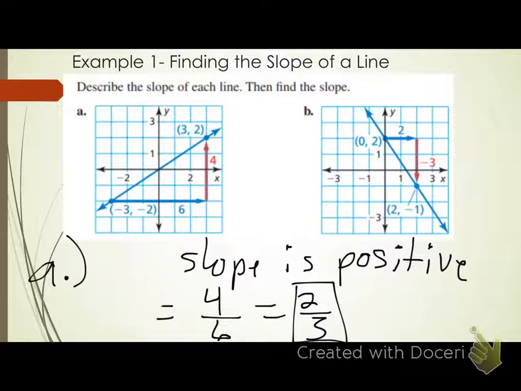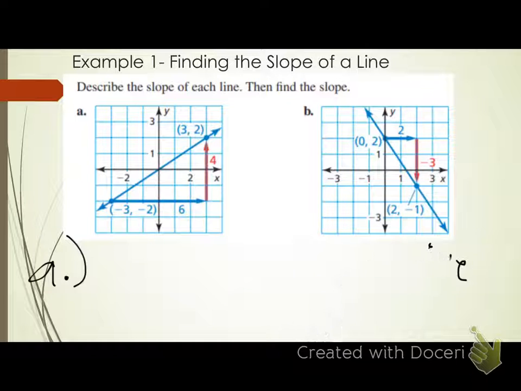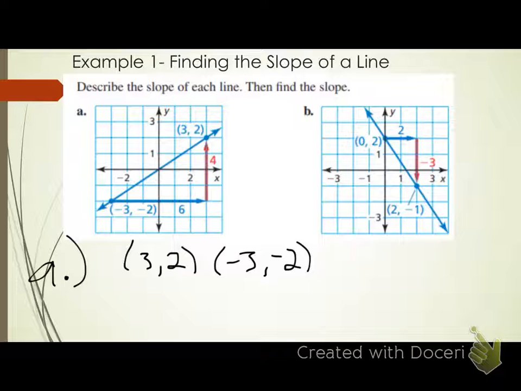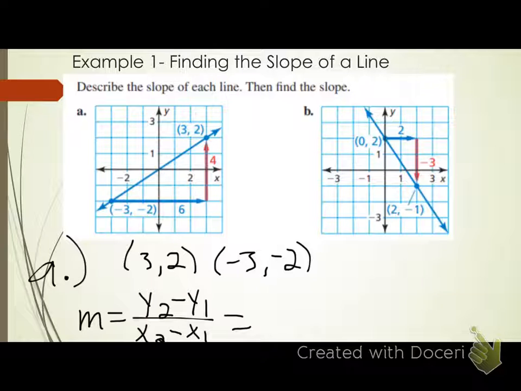What are my ordered pairs on letter A? -3, -2, 3, 2. -3, -2, correct? I could find the slope using my slope formula, if I wanted to. So what are my x values of my ordered pairs? 3 and -3. It's the first value in each ordered pair, right? What are my y values? 2 and -2. The second value in each ordered pair.